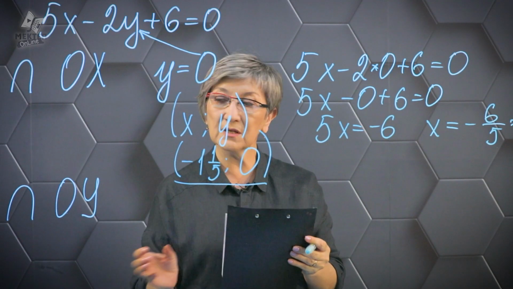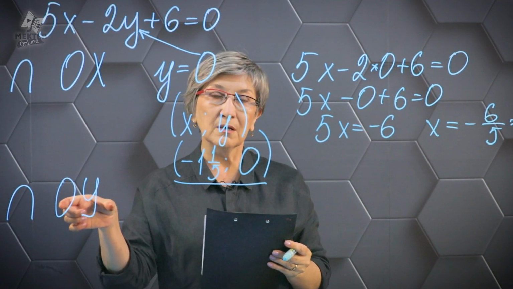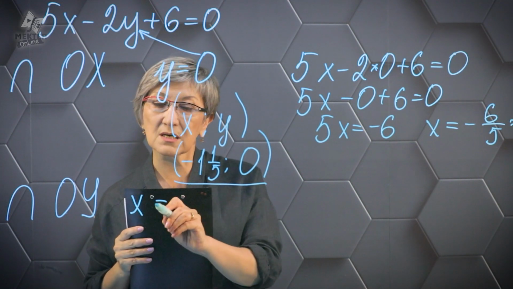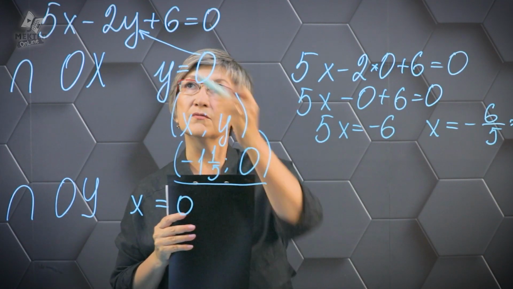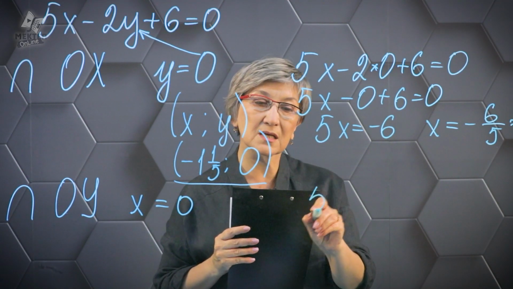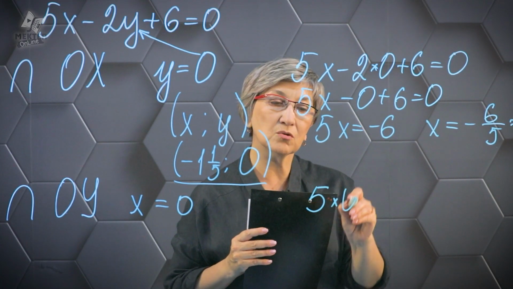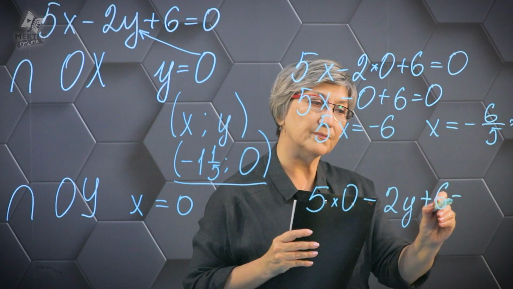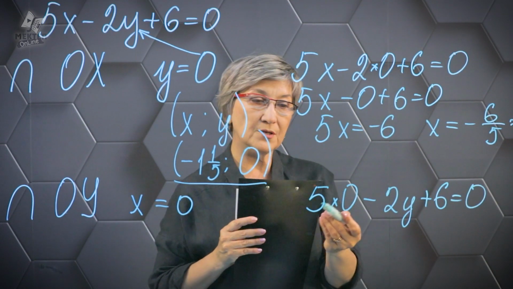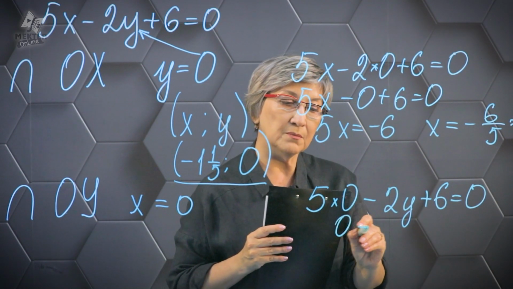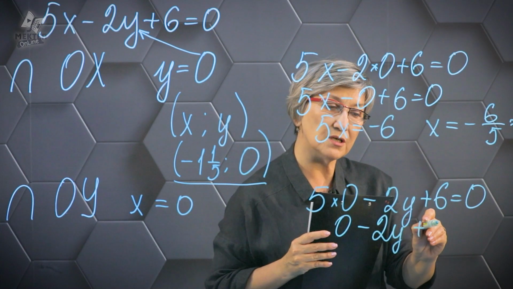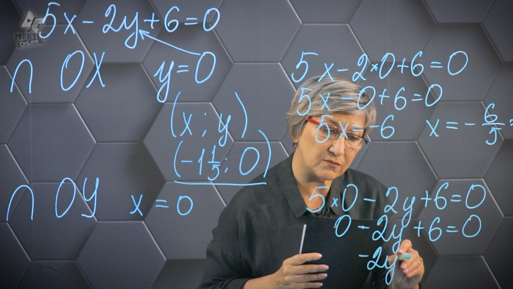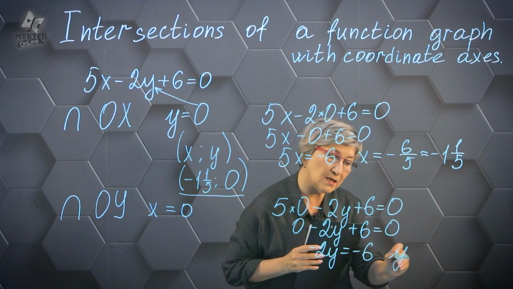And then it is obvious that if we are looking for the intersection with the y-axis, then x is equal to 0. And in our equation, we will substitute 0 for x. The value of y we will find. We see that 5 times 0 is 0, minus 2y plus 6 equals 0. Then minus 2y equals minus 6, and y equals 3.